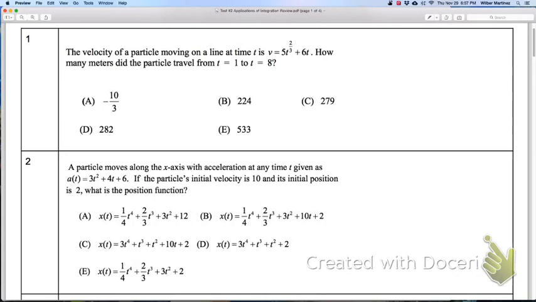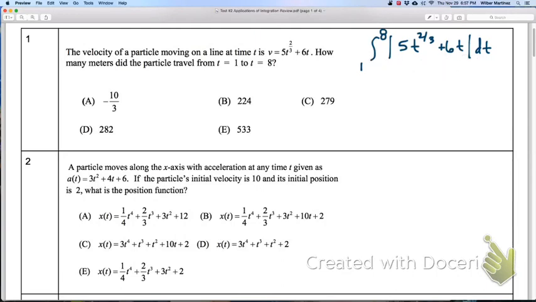Now, typically these total distance problems are on the calculator section of the multiple choice test, and so you would just put it in your calculator as the integral of the absolute value of the velocity function. So the absolute value of 5t to the 2/3 plus 6t dt, and then the limits of integration would be from 1 to 8, because that's how much total distance I want to know. And the key here again is the absolute value bars because of the total distance.